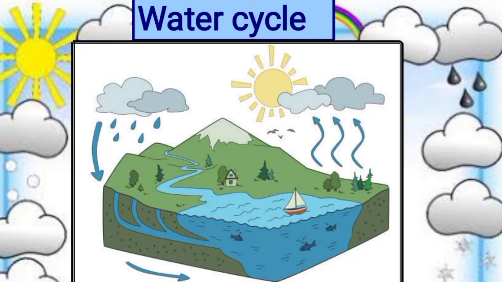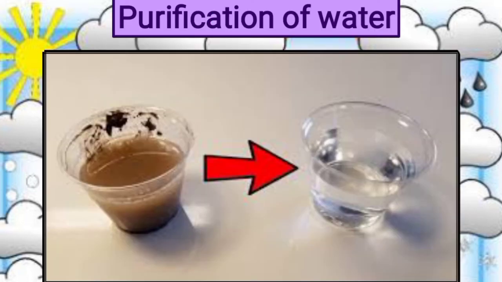Now let's understand water cycle. In nature, the process of evaporation and condensation take place continuously, and water evaporates from lakes, rivers, oceans and other water bodies, and it then condenses and falls down as rain or snow, and this forms the water cycle. Now let's understand what is purification of water.